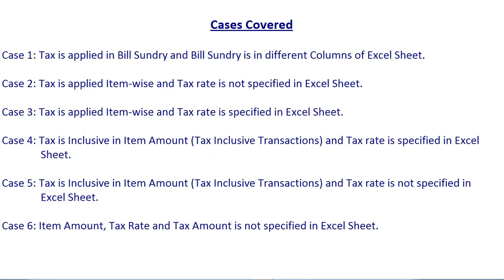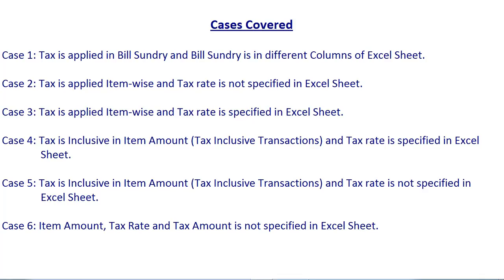Different cases that will be covered in this video are: case 1, tax is applied in bill sundry, and bill sundry is in different columns of Excel sheet. That is, there is more than one tax you have charged in the voucher. Case 2, tax is applied item wise and tax rate is not specified in Excel sheet. Case 3, tax is applied item wise and tax rate is specified in Excel sheet.